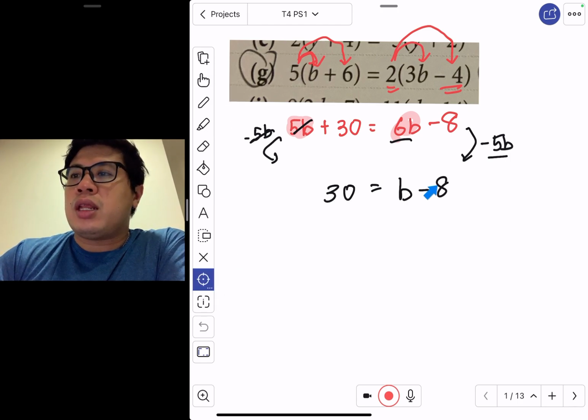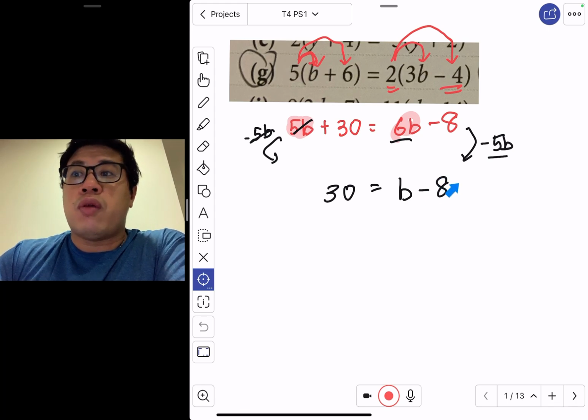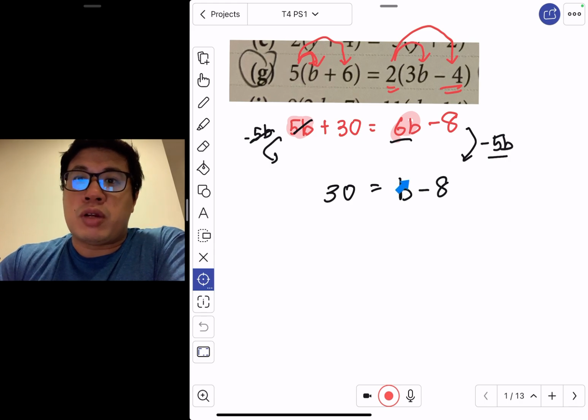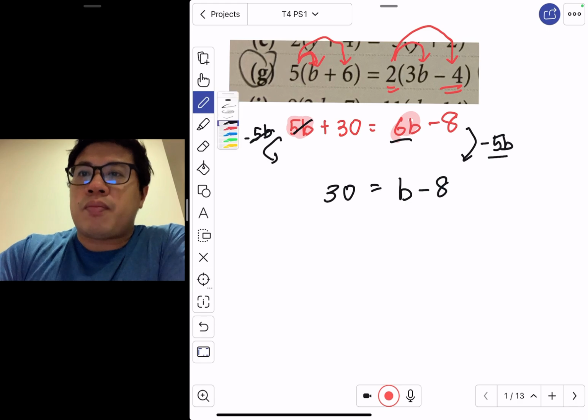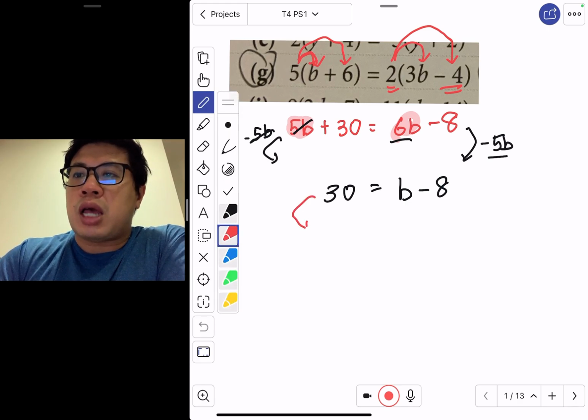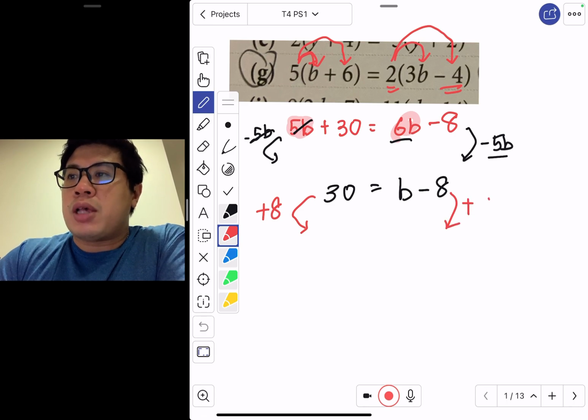After that, I have to deal with this minus 8. I want to get to b equals something. Just take note that your variable can be on the right side, as long as in the final step you switch it over. To deal with the minus 8, the next step is to plus 8 on both sides.